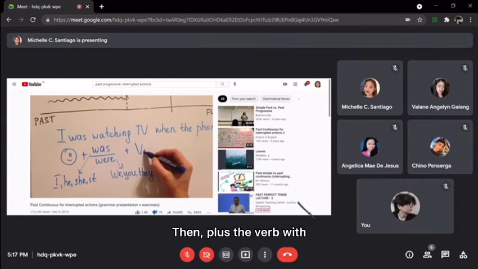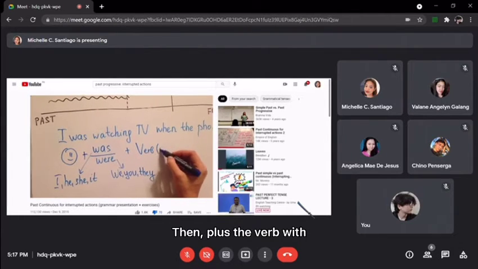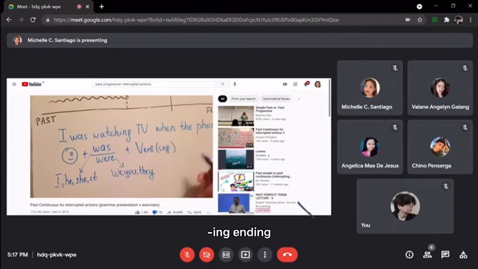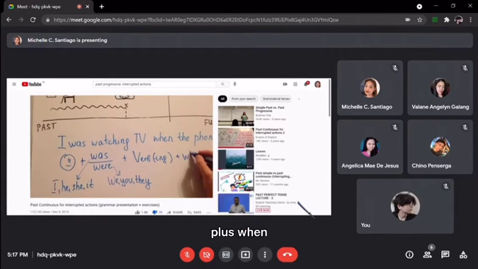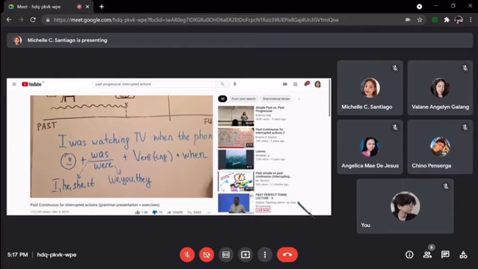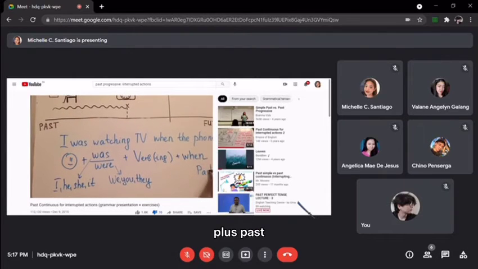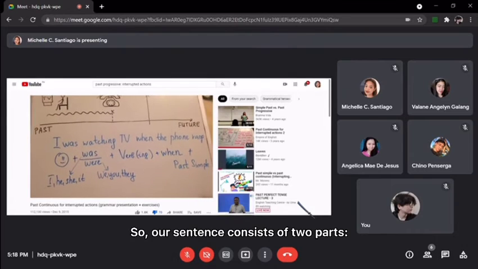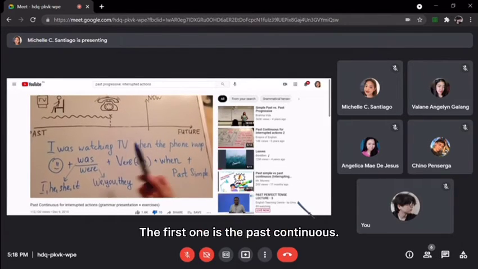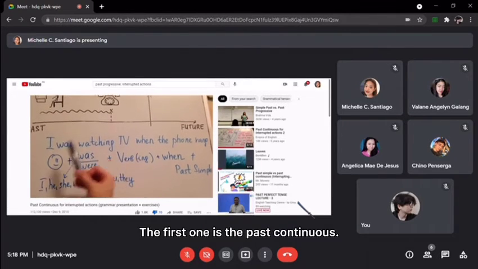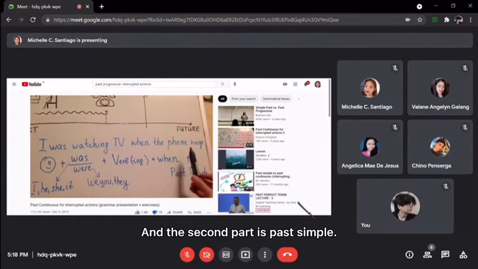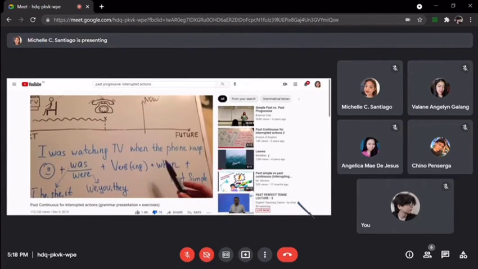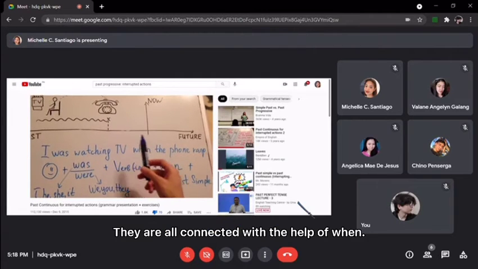Then plus the verb with ing ending, plus when, plus past simple. So our sentence consists of two parts. The first one is the past continuous, the use which we are trying to understand now. And the second part is past simple. They are all connected with the help of when.